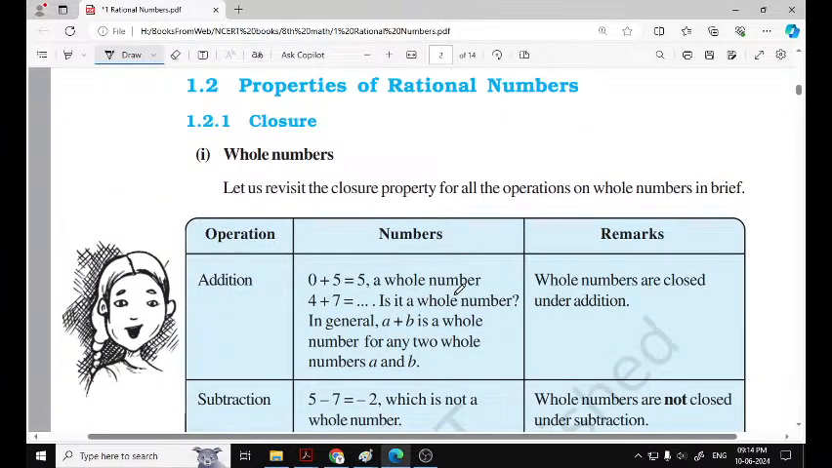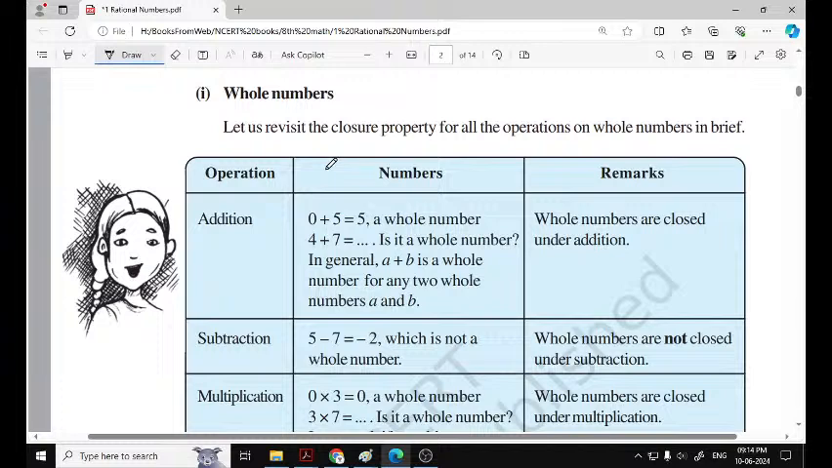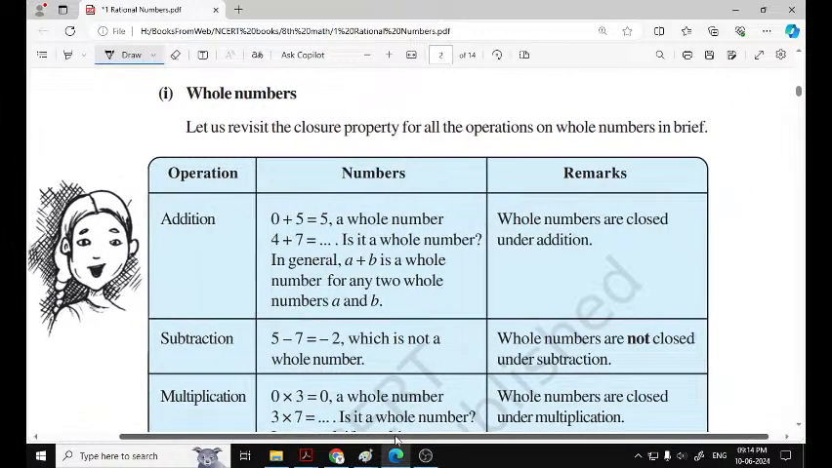Properties of rational numbers. Closure property. Let us check the closure property for whole numbers. Now, what is a closure property? If we add two whole numbers, 0 is a whole number, 5 is a whole number, the answer is 5. These two are whole and their addition also results in a whole number. So we say that whole numbers are closed under addition.